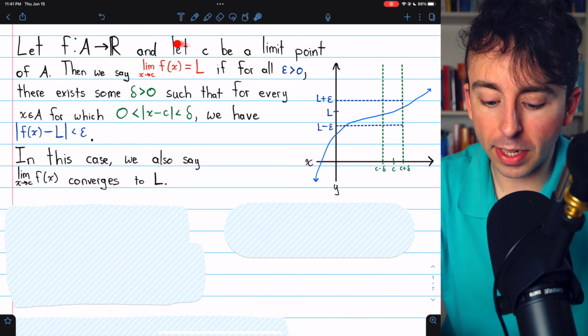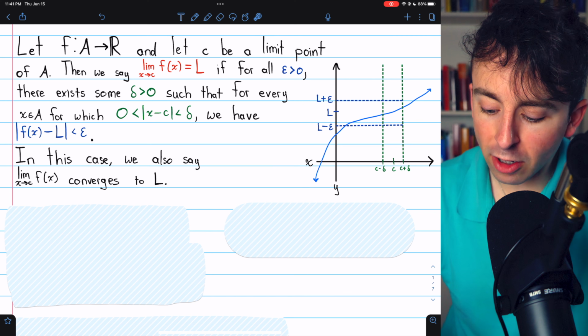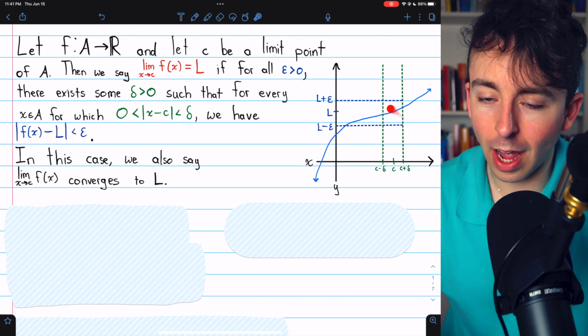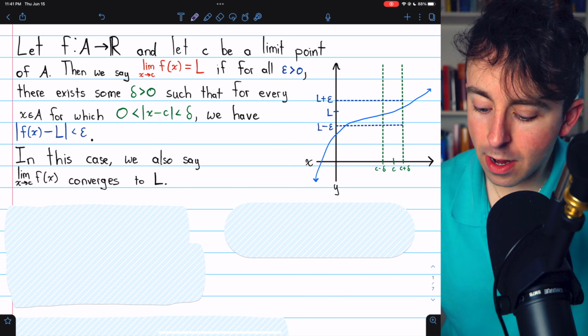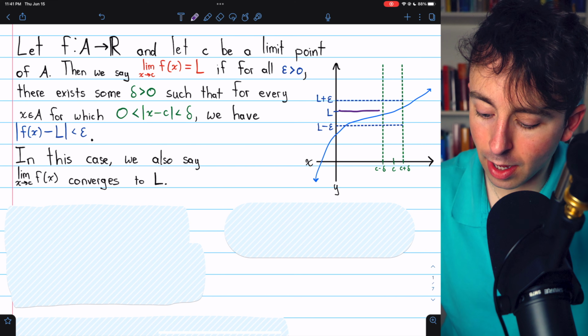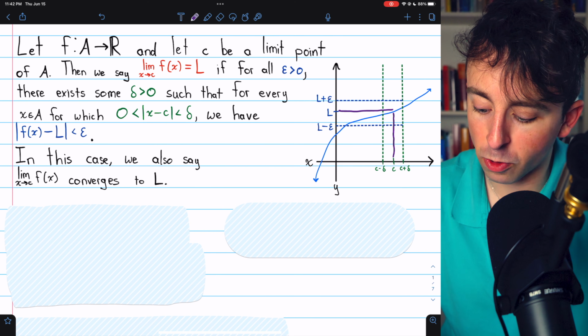There are several more comments to be made about this definition, but I just want to quickly show you a picture kind of representing the definition. Here we see our function has a limit of L as x approaches c.